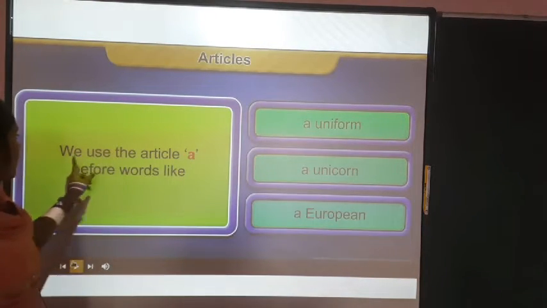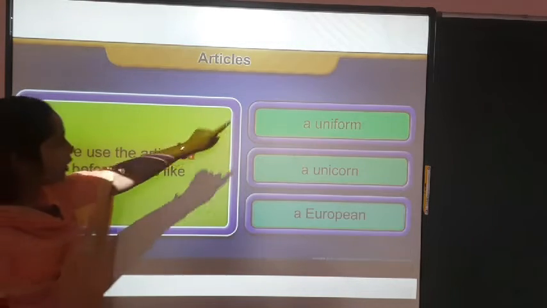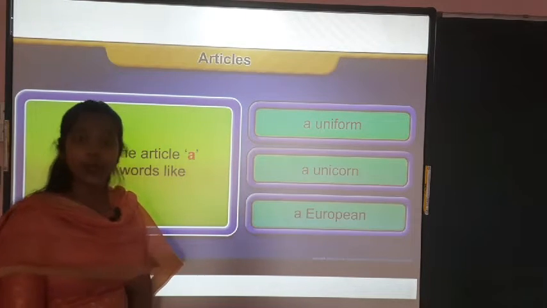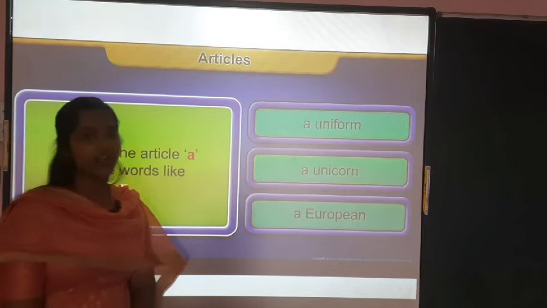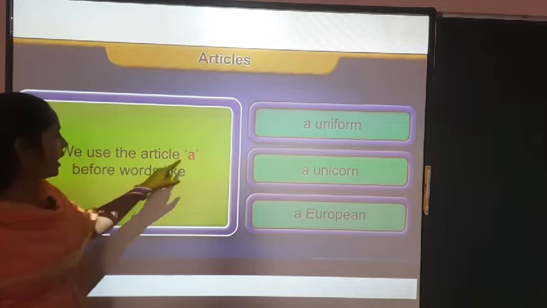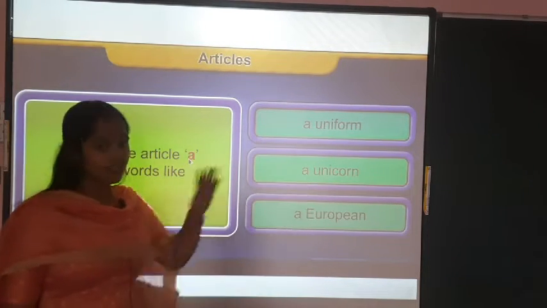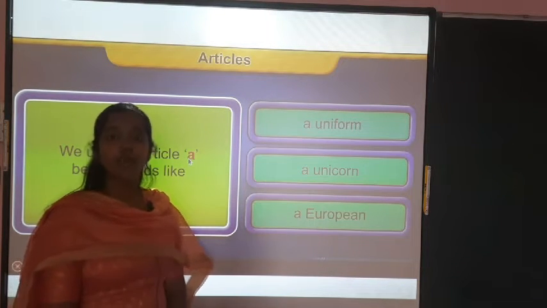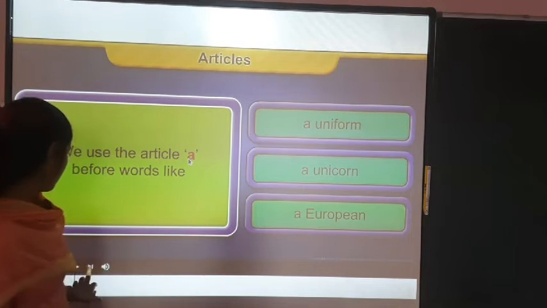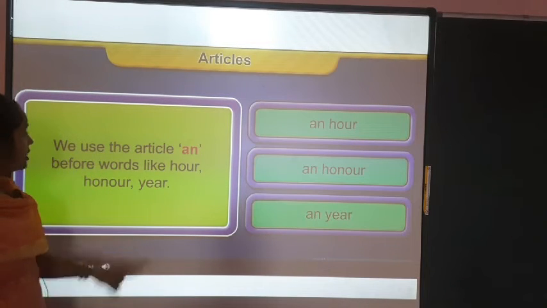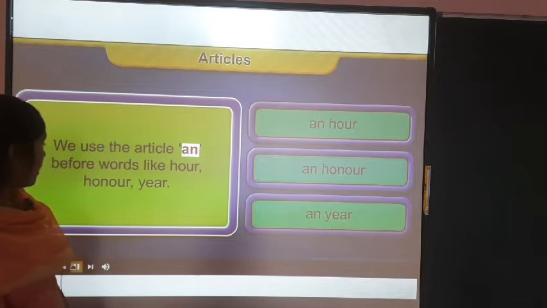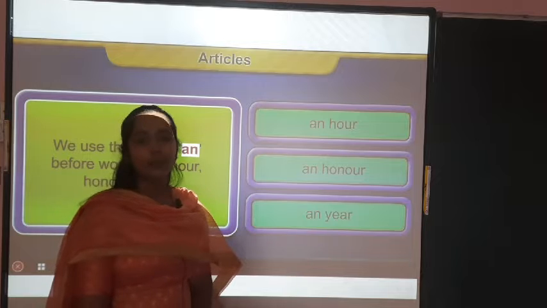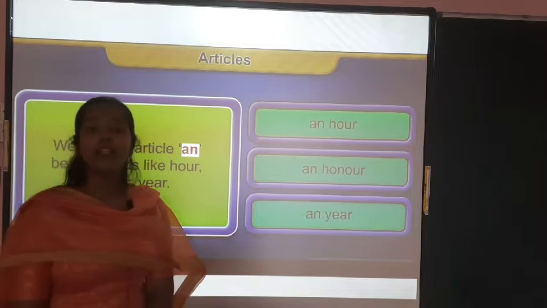See, we use the article a before words like a uniform, a unicorn, a European. These all are consonant sounding words. That's why we are using a in front of every given word, though they begin with vowels. U and e are vowels, but they are not vowel sounding words. Understood? Moving onwards. See, we use the article an before words like hour, honor, ear. So we use an, because these are vowel sounding words.